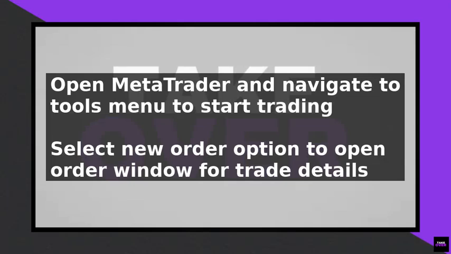To place Forex orders in MetaTrader, start by opening the platform and navigating to the Tools menu. From here, select the New Order option to open the order window. The order window is where you will input the details of your trade, including the symbol, volume, stop loss, and take profit. First, select the Forex symbol you want to trade from the symbol drop-down menu.